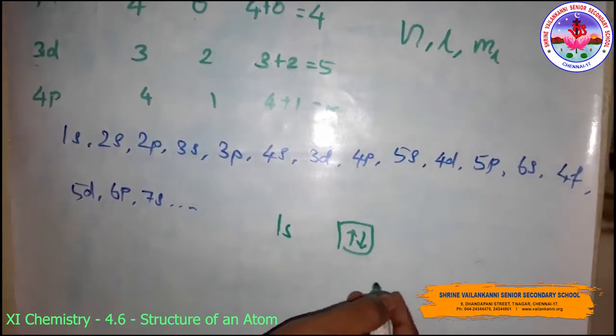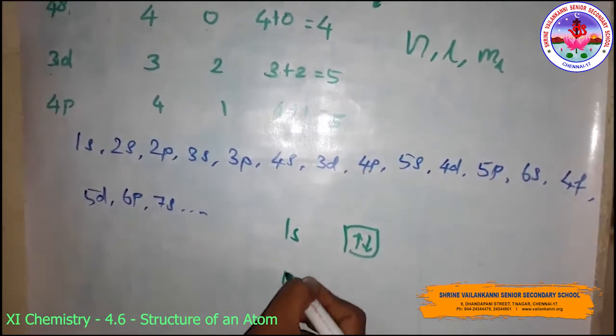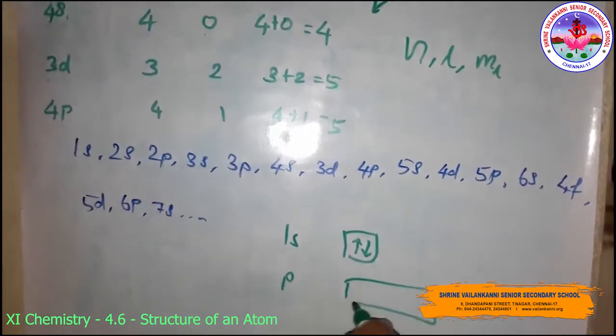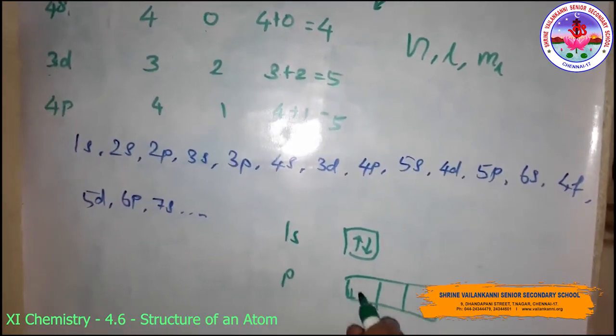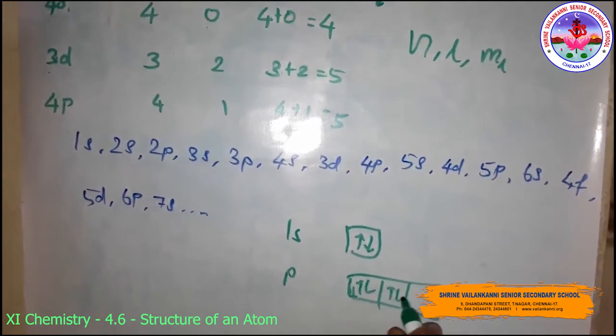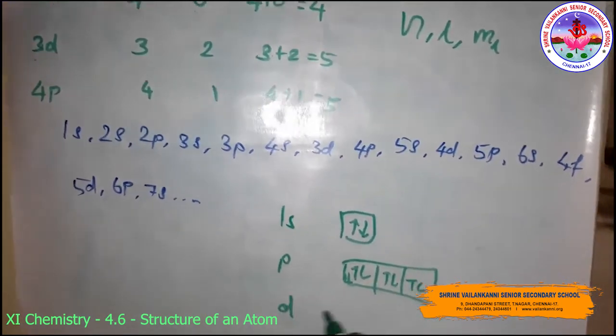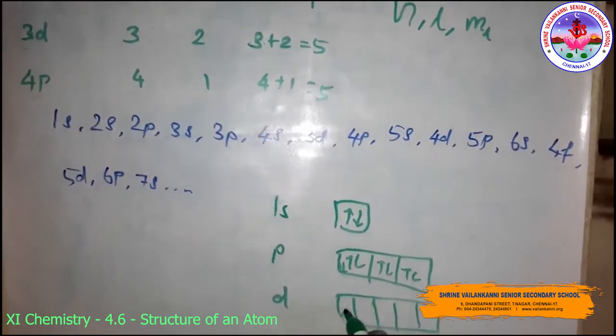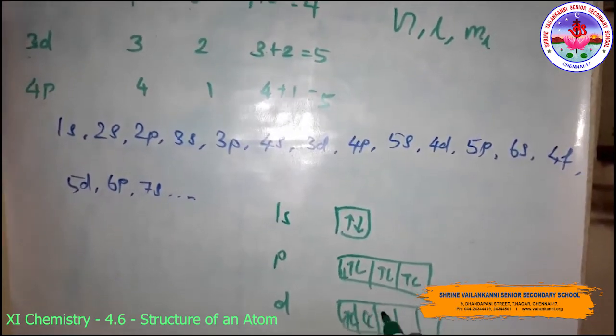That is for the s orbital. The p orbital means 3 subshells, so the maximum number of electrons possible is 6. For d, 5 subshells are there, so the maximum number of electrons is 10.